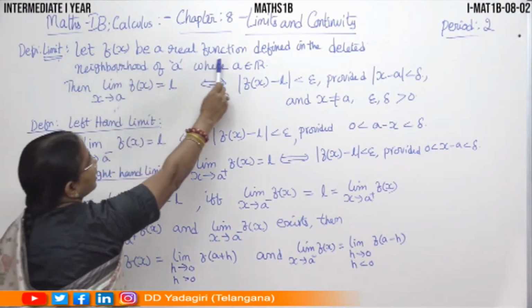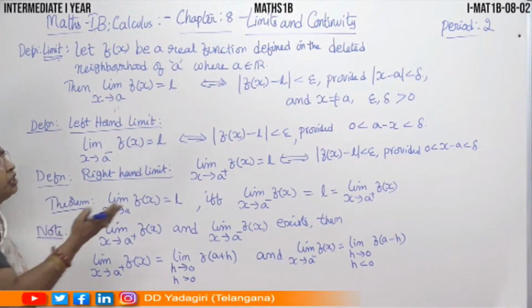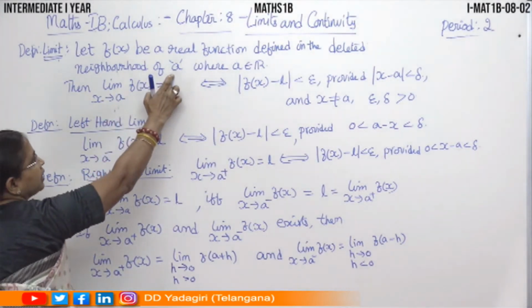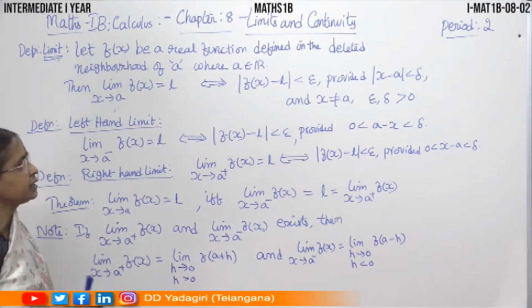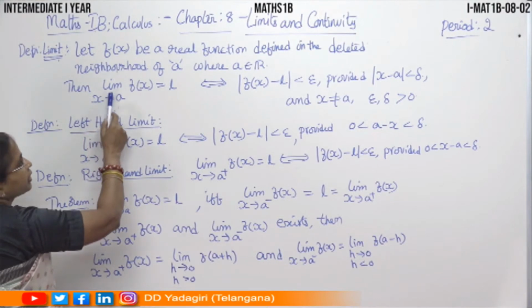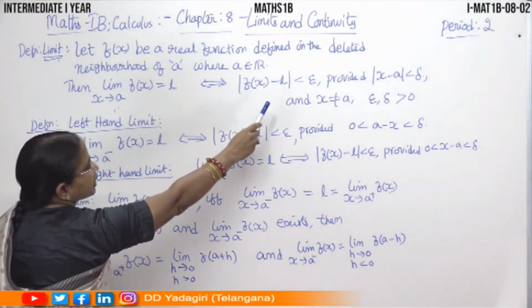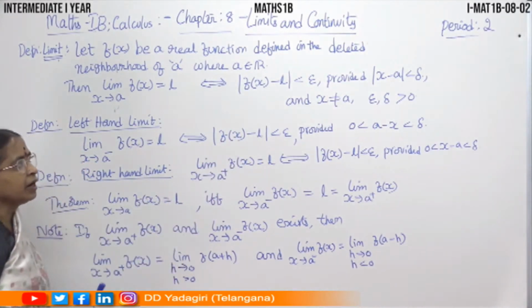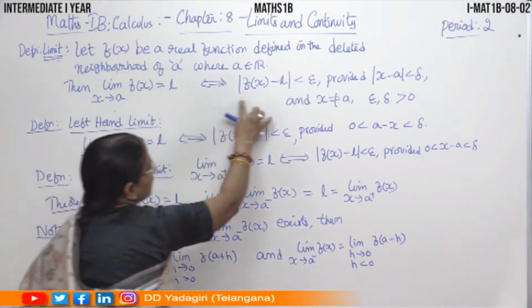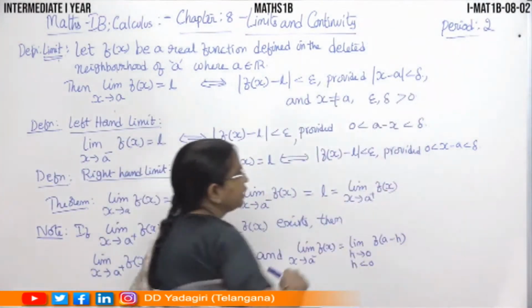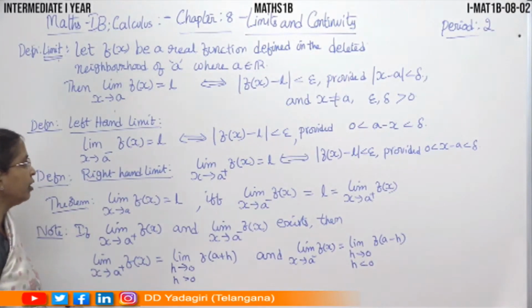f of x is a real number defined in the deleted neighborhood of a. That means the function need not be defined exactly at a, but it should be defined on the left side of a and also on the right side of a. Then the limit as x tends to a of f of x is L whenever mod f of x minus L is less than epsilon and mod x minus a is less than delta. So this part you learn as the definition. So f of x should be defined in the deleted neighborhood of a.